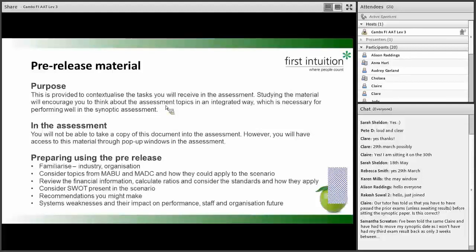What should you do with this pre-release material before the exam? Well, read it. Read it a good number of times. Really familiarise yourself with the organisation and know it as if you worked there.